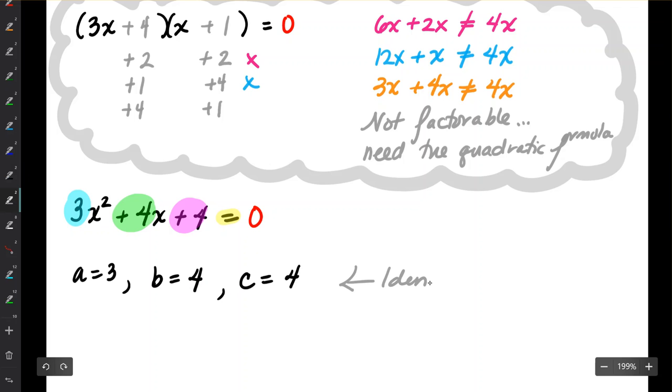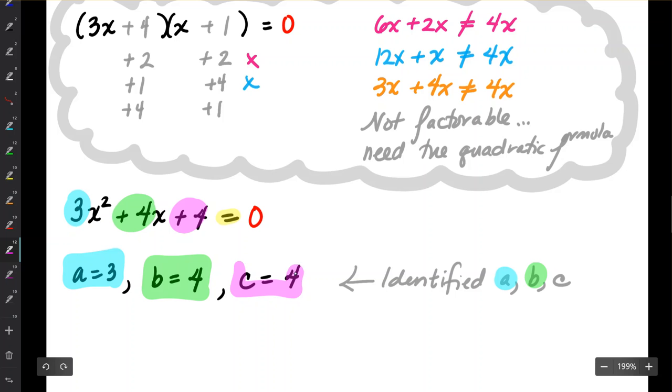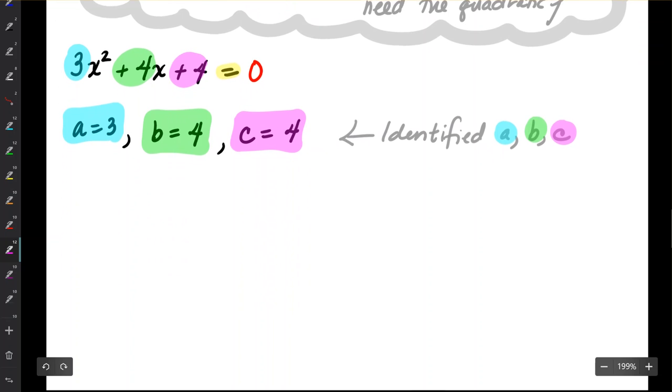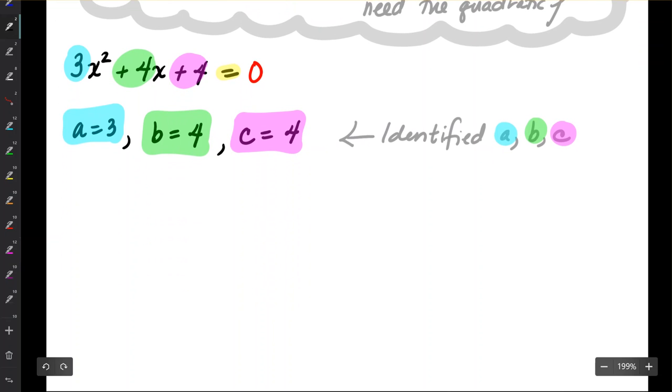We've identified our A, B, and C. And now the easy part is plugging into the formula, but simplifying the formula is difficult. So I'm going to model, and you do not have to do this, but I just think it helps a lot of people with order of operations and what have you.